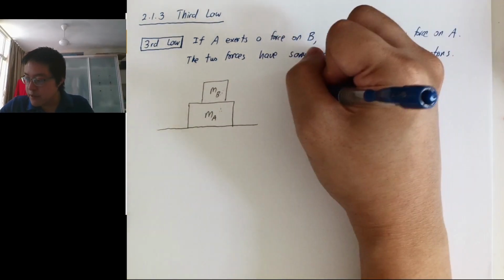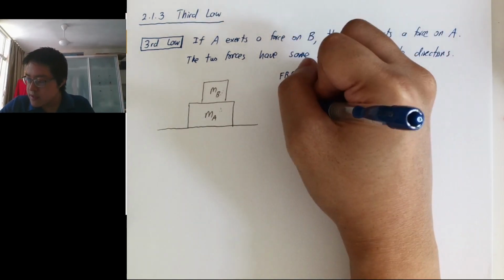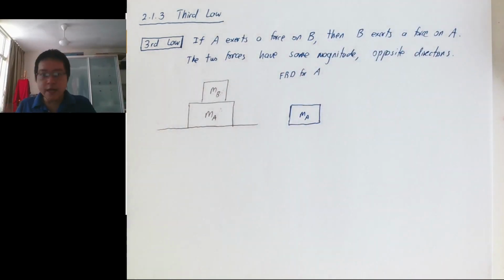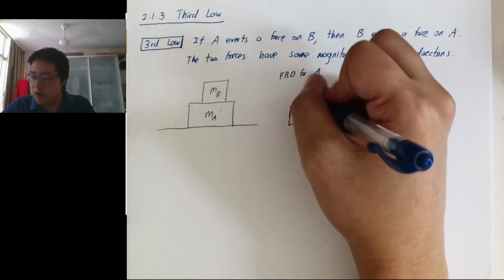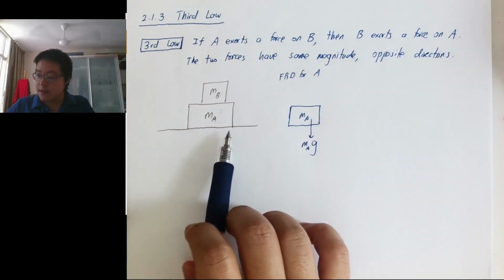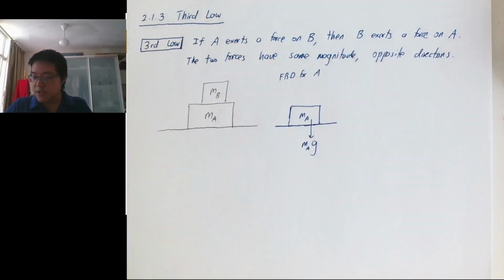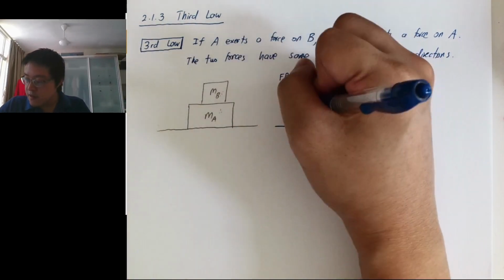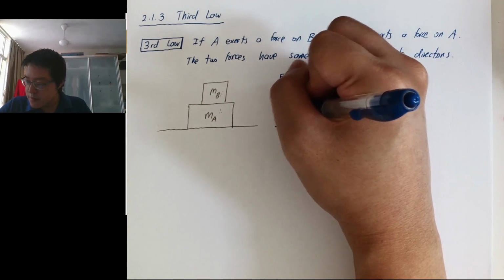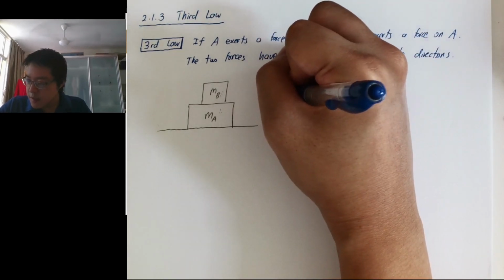The free body diagram for object A is like this, right? Object A is MA. What are the forces acting on MA? Always there's a weight. It is sitting on the floor, so there should be a normal force from the ground. Let me draw the arrow here, not enough space. So this is the normal force from the ground.